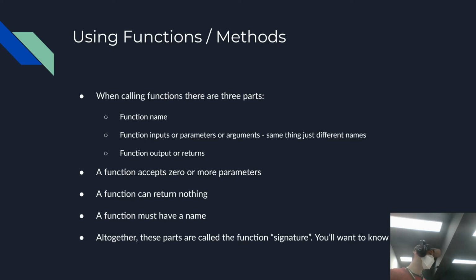These three parts together, we call it the function signature, okay? This is a word you will want to know because when you're working with other developers and you're saying some function is acting weird, they may ask, hey, can you show me the signature? This is what they mean. What's the name? What's the input? What's the output? Okay? Good?